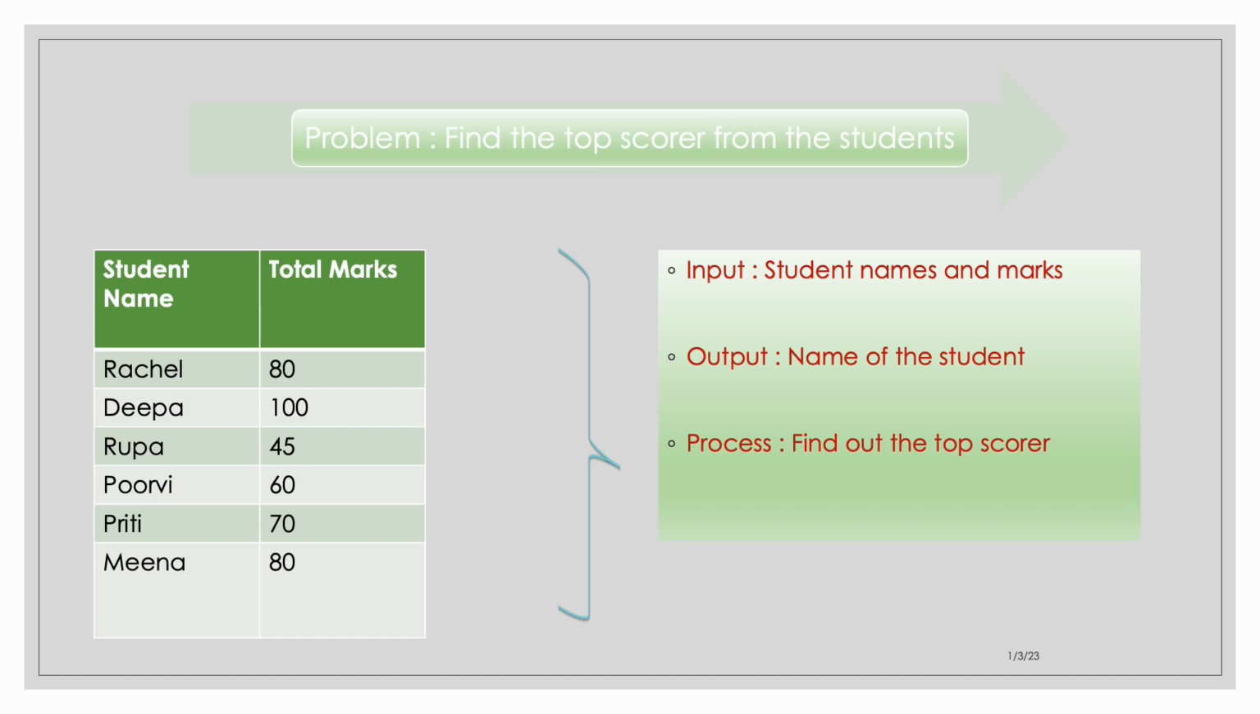Now that we have found the largest of these numbers, let's give a different problem. Here are some students and their corresponding marks. We have to get as the output the name of the student who has scored the maximum in the class. The inputs are student names and their marks, and our process is to find out the top scorer.